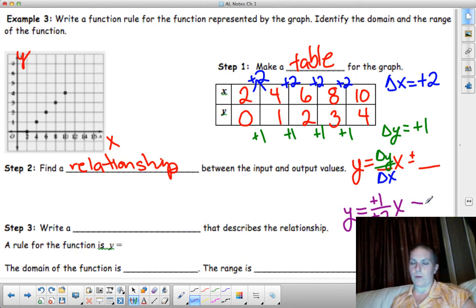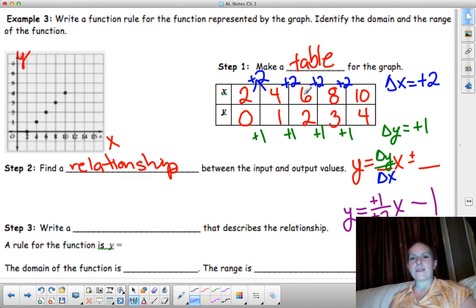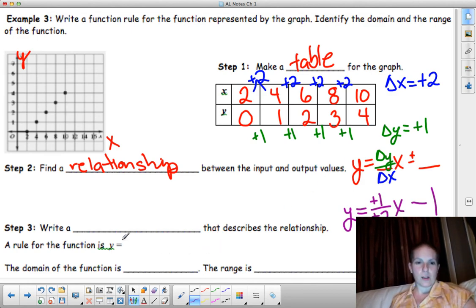Hopefully you saw right away that means I need to subtract 1. Does it work for all of the points? If you do half of 6 and then subtract 1, do you get 2? Half of 8 and then subtract 1, do you get 3? Half of 10, then subtract 1, yep, we get 4. So that was our step 3 and step 2.